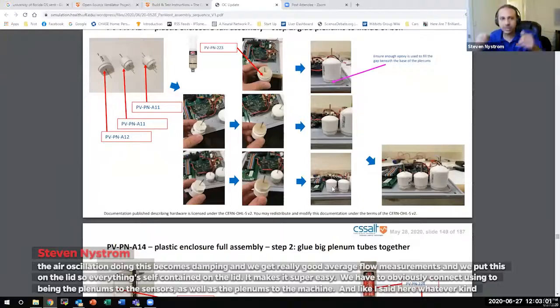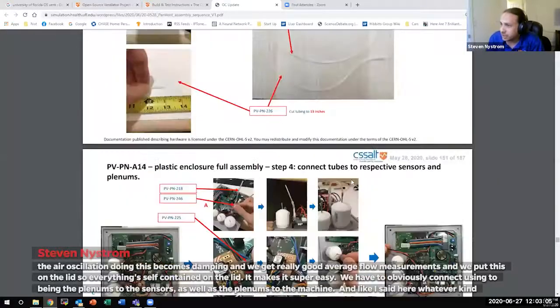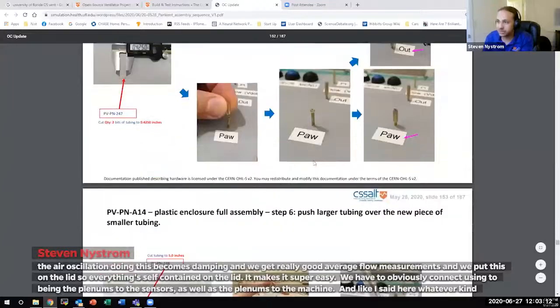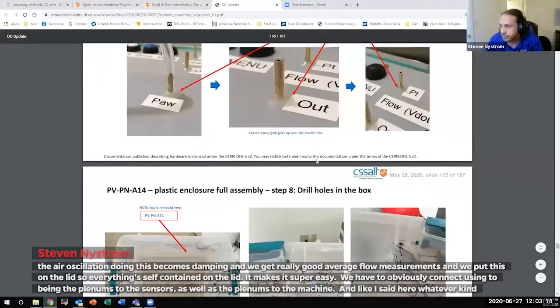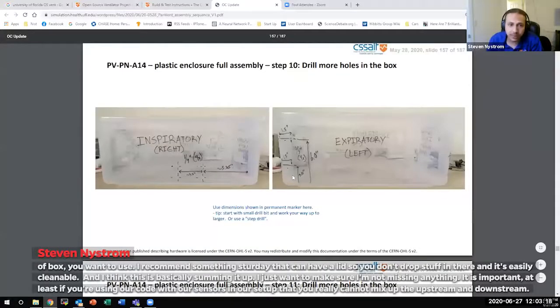And we put this on the lid, so everything's self-contained on the lid. It makes it super easy. We have to obviously connect, using tubing, the plenums to the sensors, as well as the plenums then to the machine. And like I said here, whatever kind of box you want to use, I recommend something sturdy that can have a lid so you don't drop stuff in there, and it's easily cleanable.